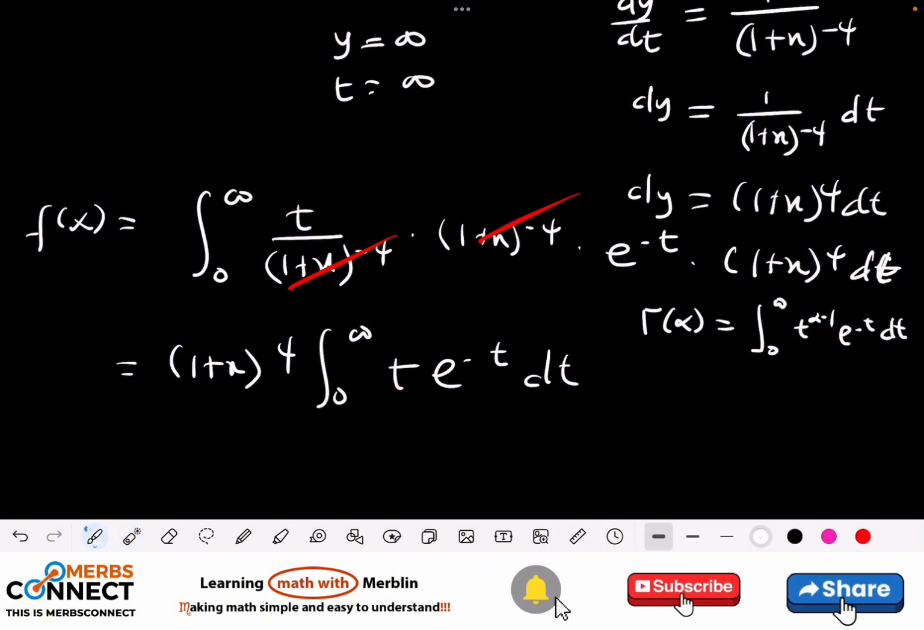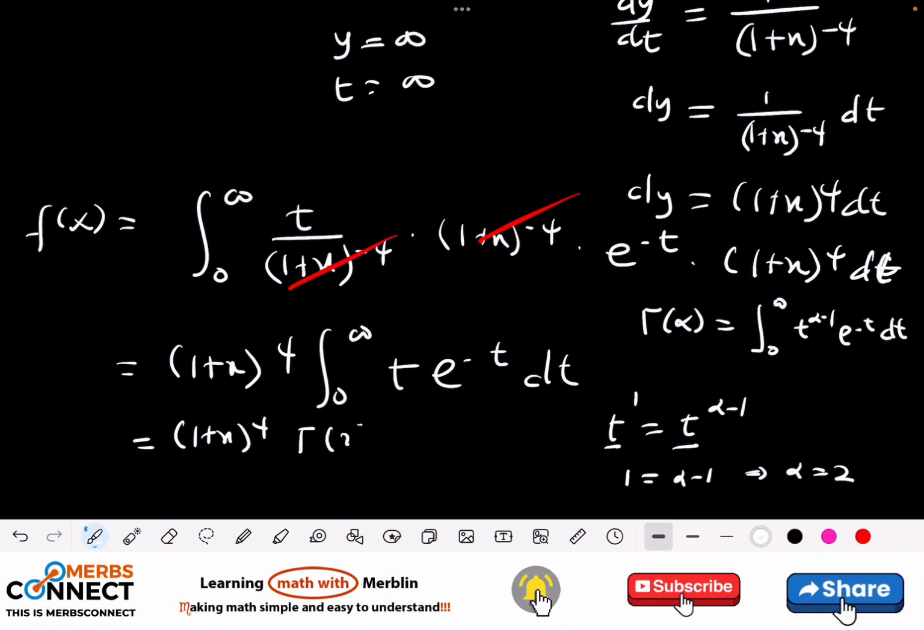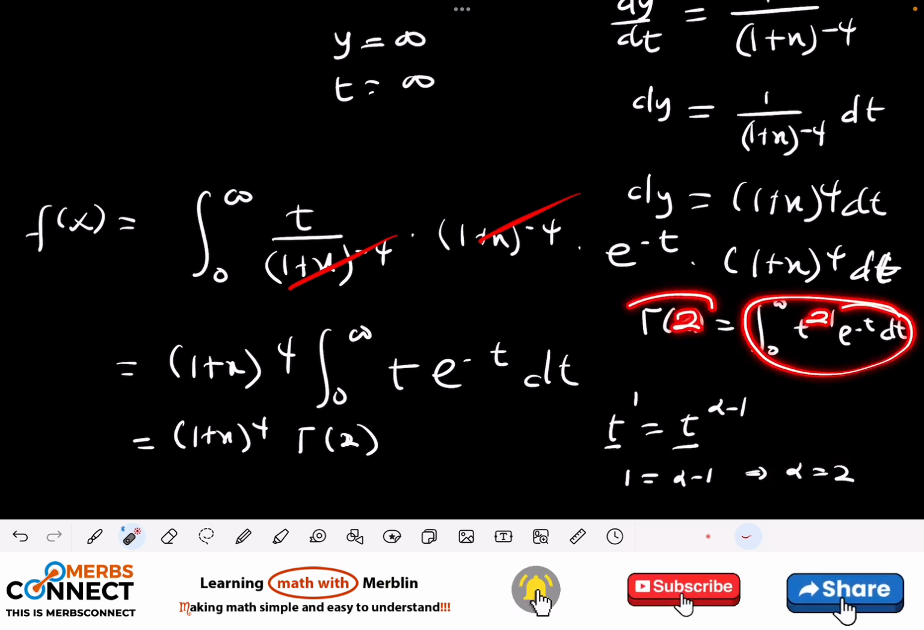So this is also the same as this. It means that t to the power 1 is equal to t to the power alpha minus 1. Since the bases are the same, we equate the exponents. 1 is equal to alpha minus 1, and this implies that alpha is equal to 2, right? So it means that this can be written as 1 plus x to the power 4 times gamma of what? 2. Because now we know that alpha is 2. And if alpha is 2, then this one will be 2. So everything here is equal to what is here.